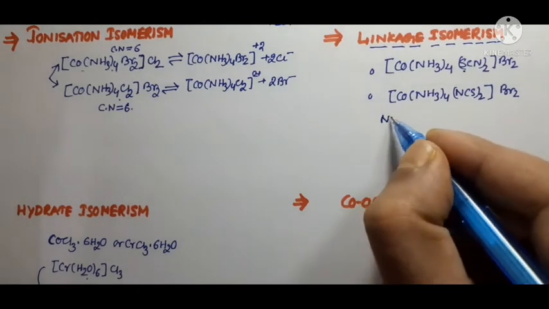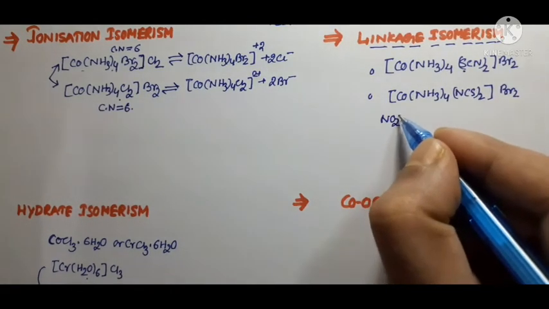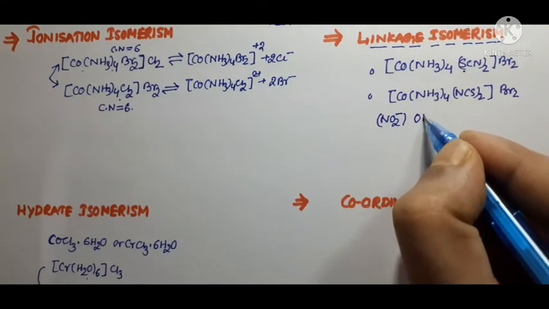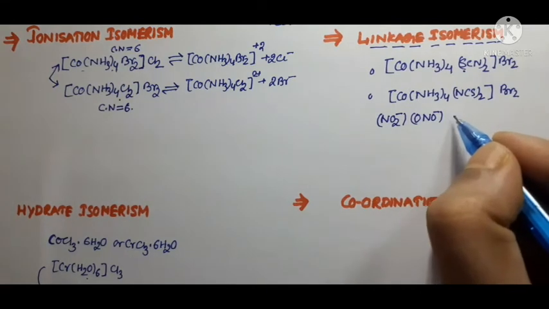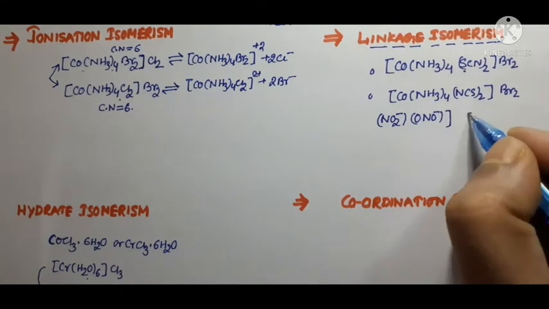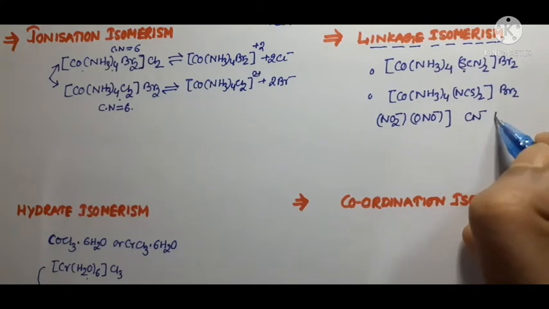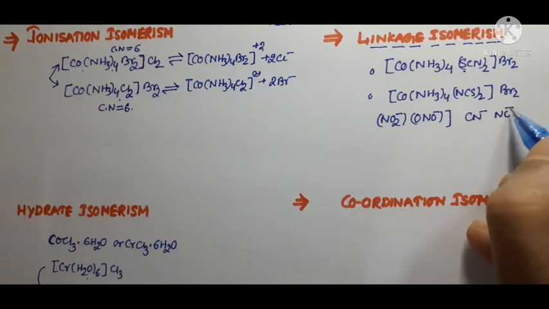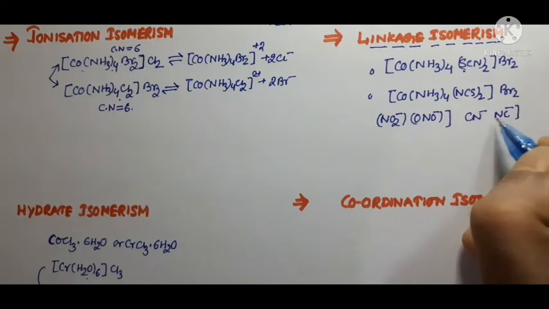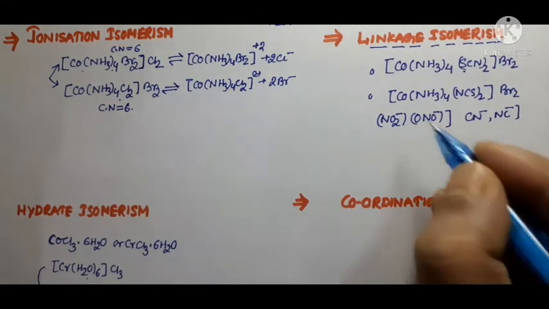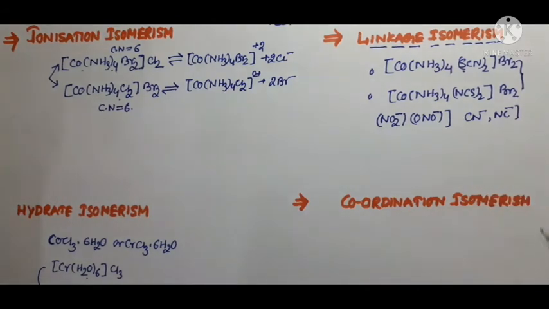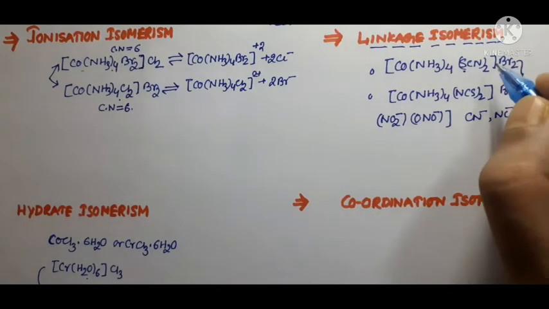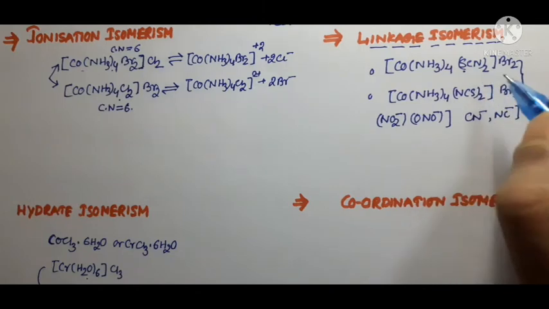For example, if NO2 minus is given, then we have to write ONO minus. If CN minus is given, we have to write NC minus. So these are the linkage isomers, since the central metal ion is attached with the rearrangeable donor site of the ambidentate ligand.